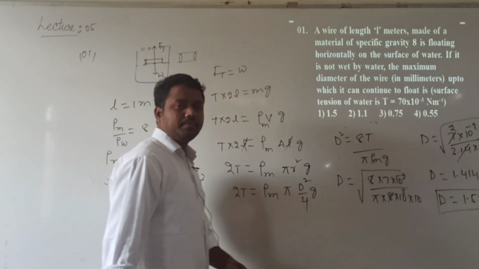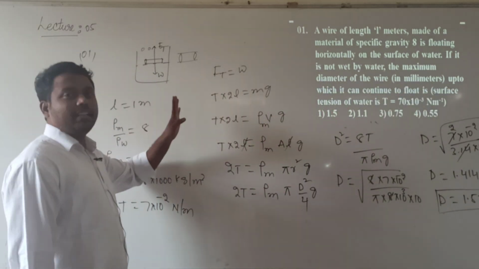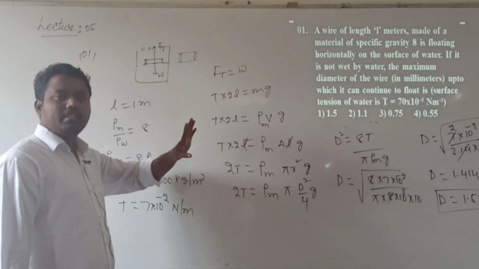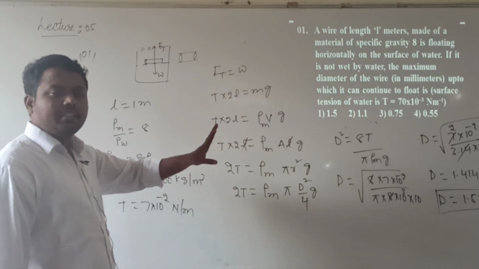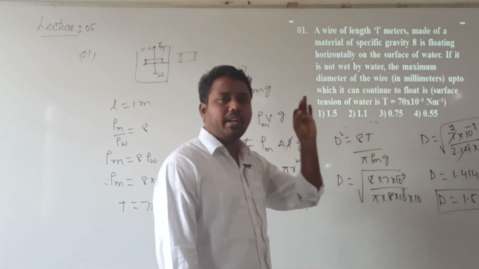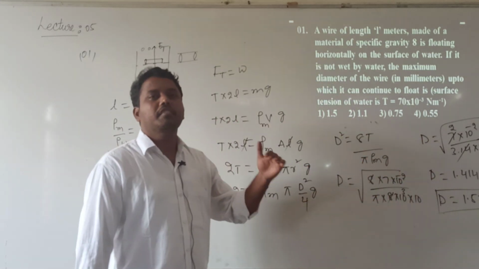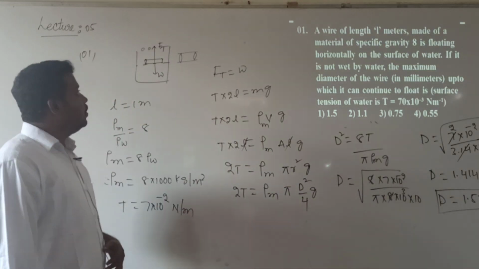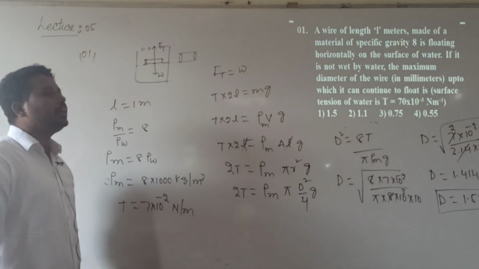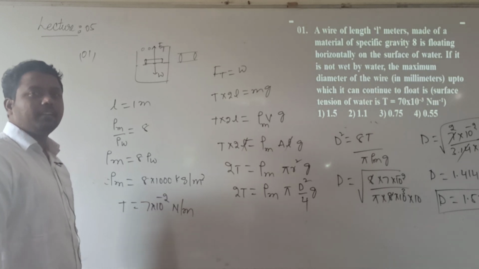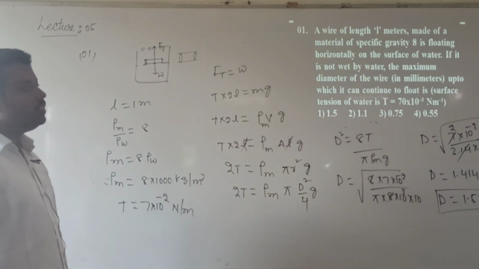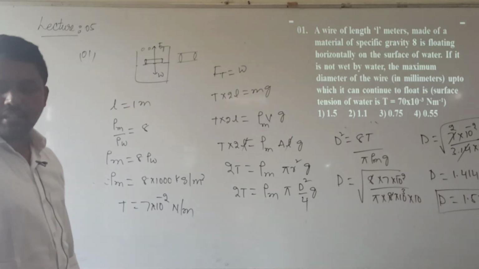Question understood? Here, for the wire to float, other than the surface tension, there are no other forces. Here we are not considering the buoyant force. Here we are considering only force due to surface tension. That's why for the body to float, force due to surface tension must be balanced by weight, then only we will get this. Understood? So this is question number one in level 3.